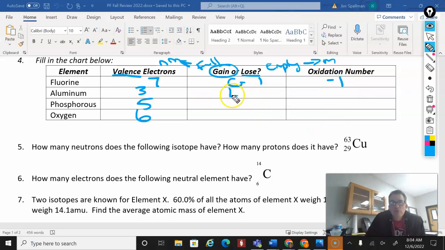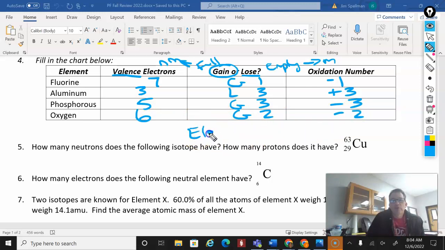Aluminum wants to lose its 3 electrons. It's a metal. When it does that, its charge is going to be +3. Phosphorus wants to gain 3. Its charge would be -3. Oxygen wants to gain 2. Its charge will be -2.